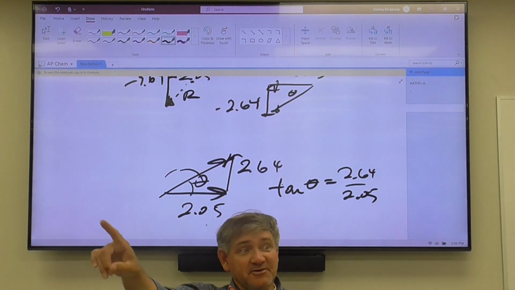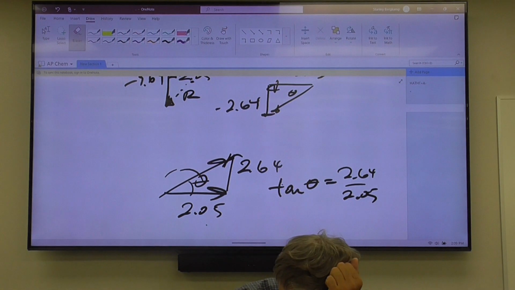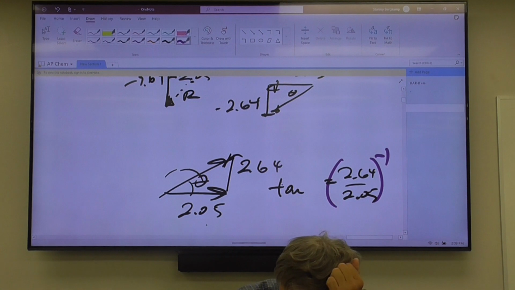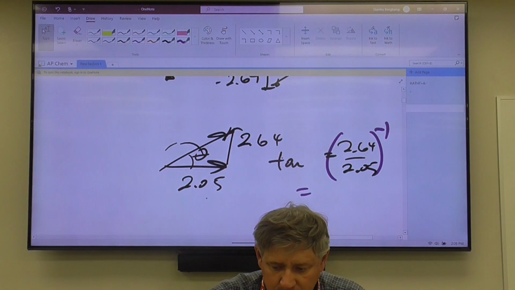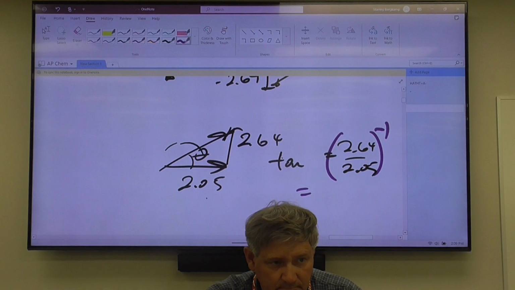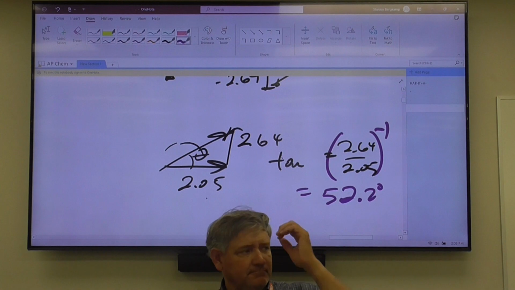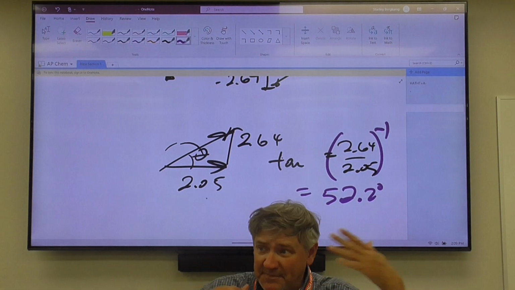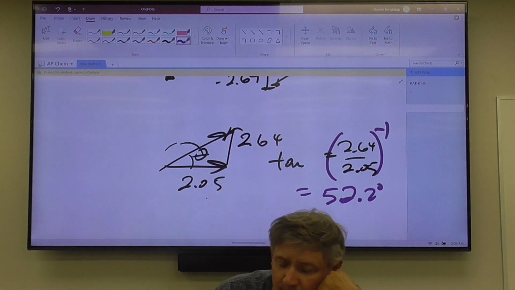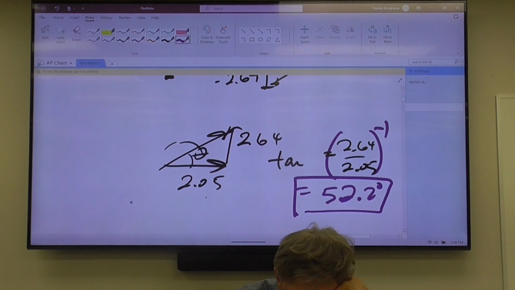Now, conveniently, your calculators handle that. So you're just going to type in inverse tangent of 2.64 over 2.05. What do you get as an answer? 52.17. So 52.2 degrees. Cool, it was pretty close to what this had. That had 52 degrees, but that only went to the nearest whole degree. Now, 52.2 degrees, that's in that first quadrant.